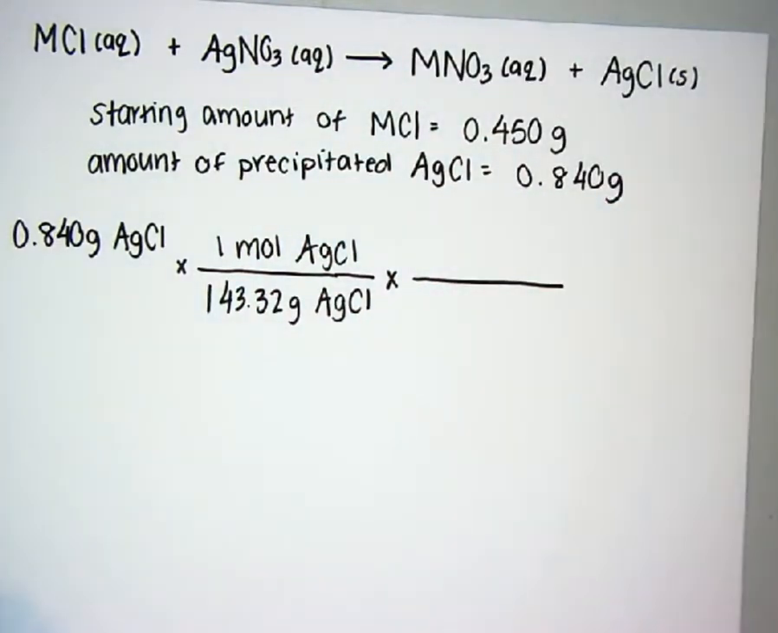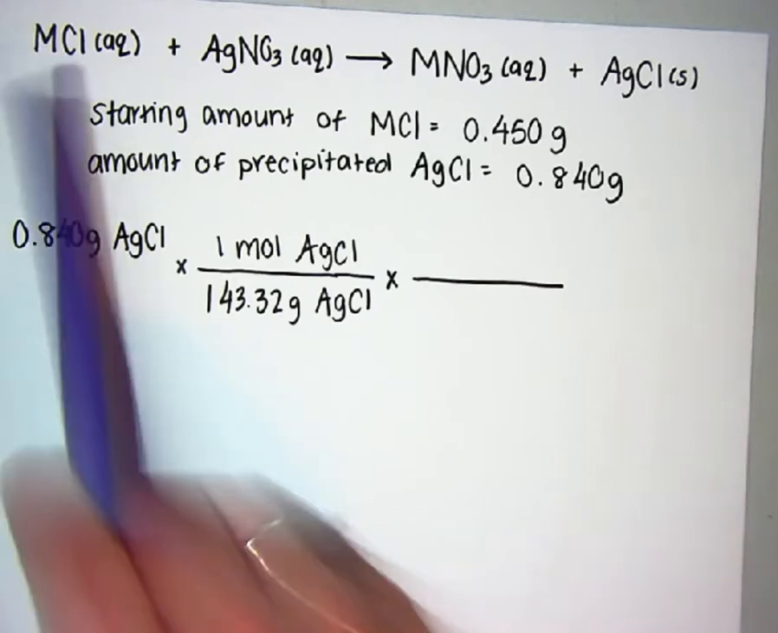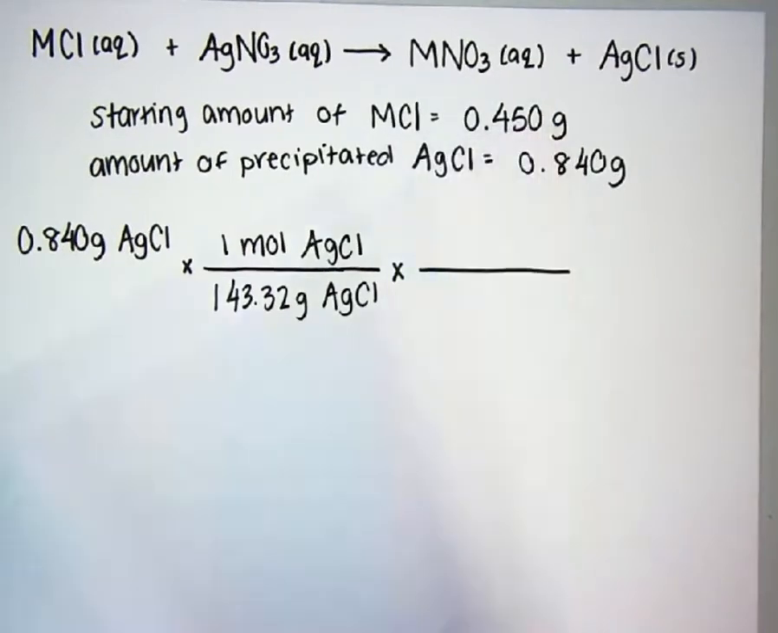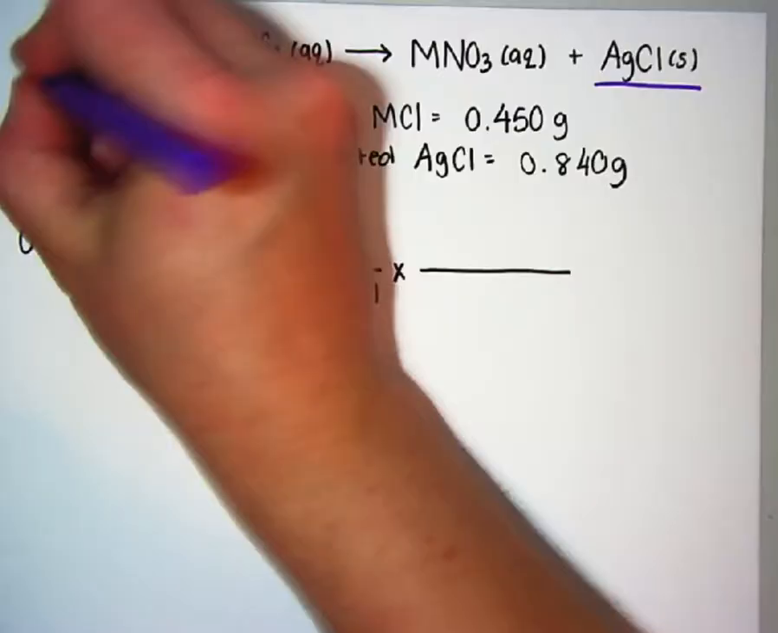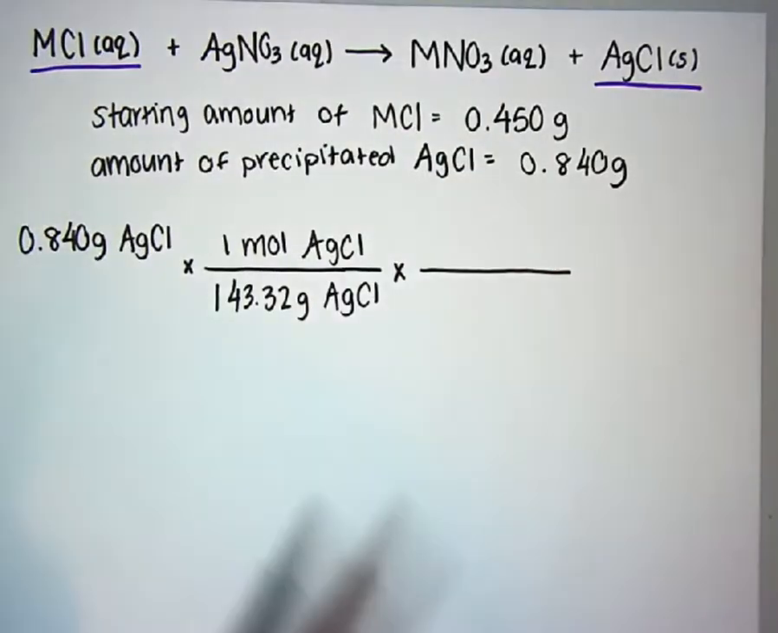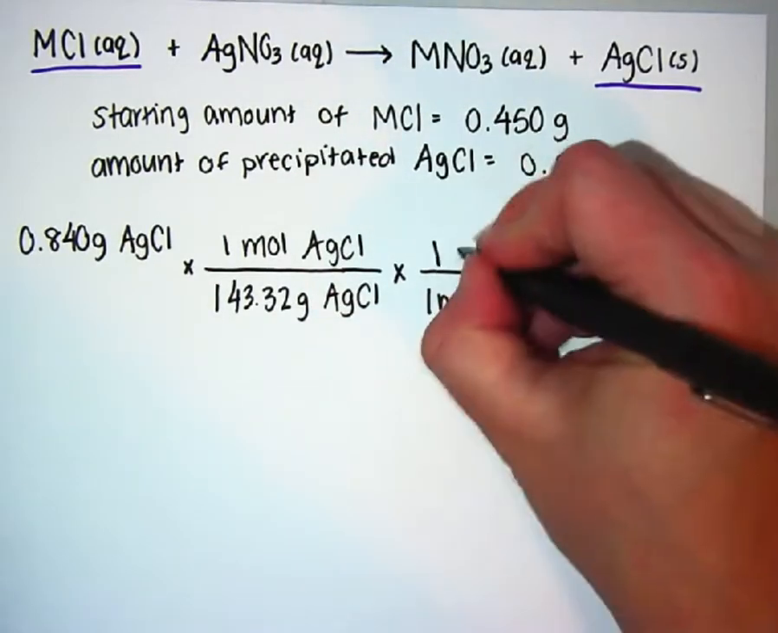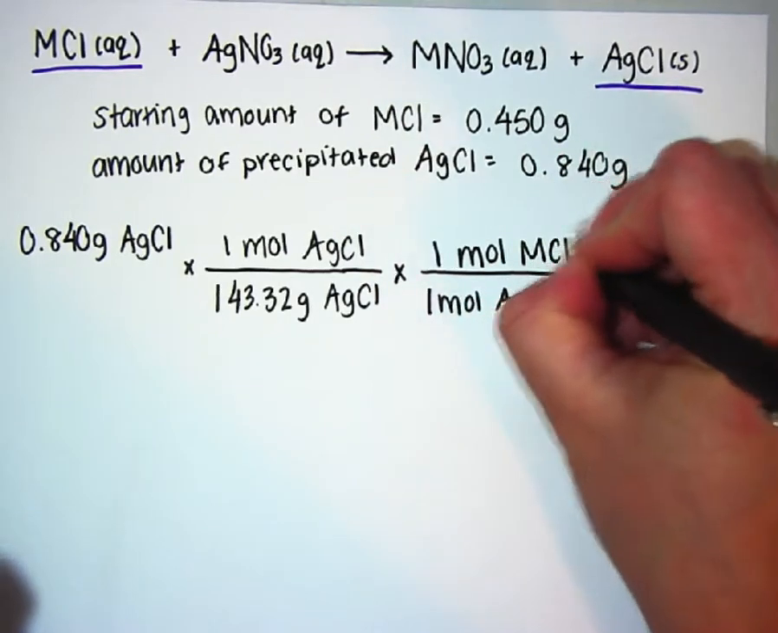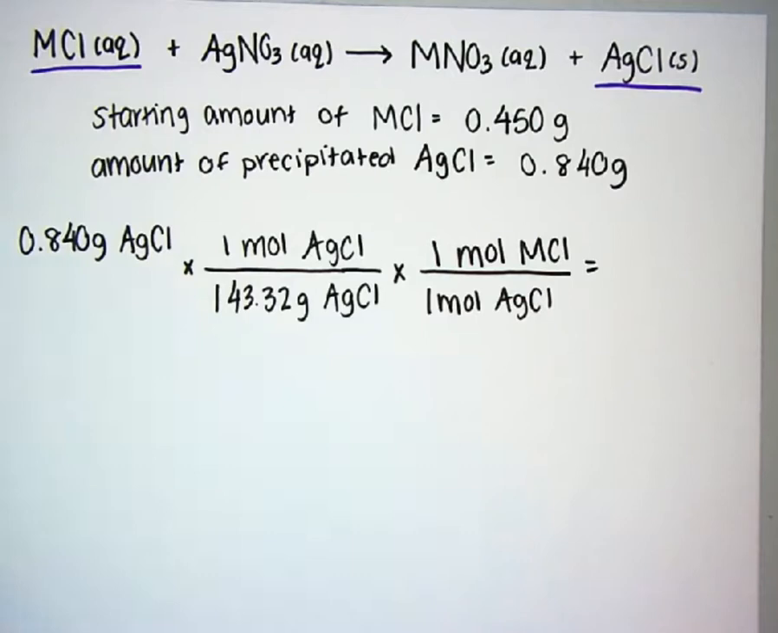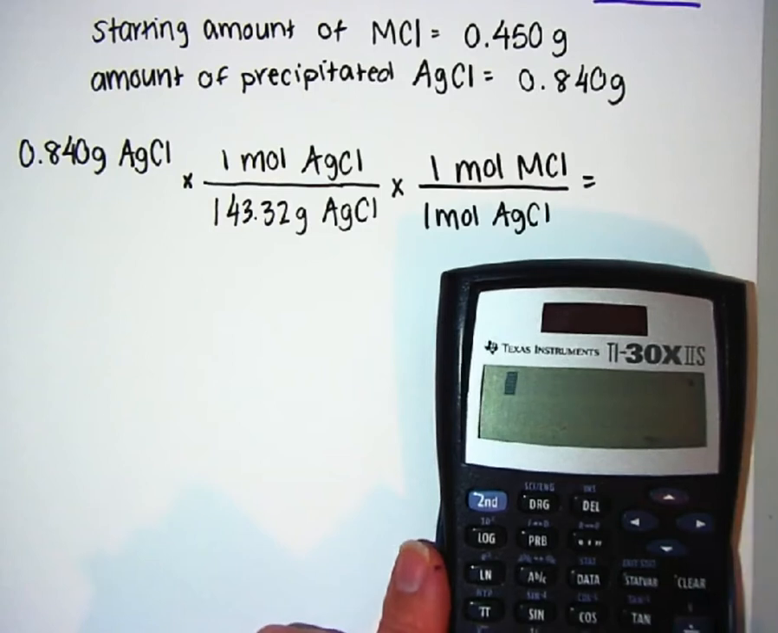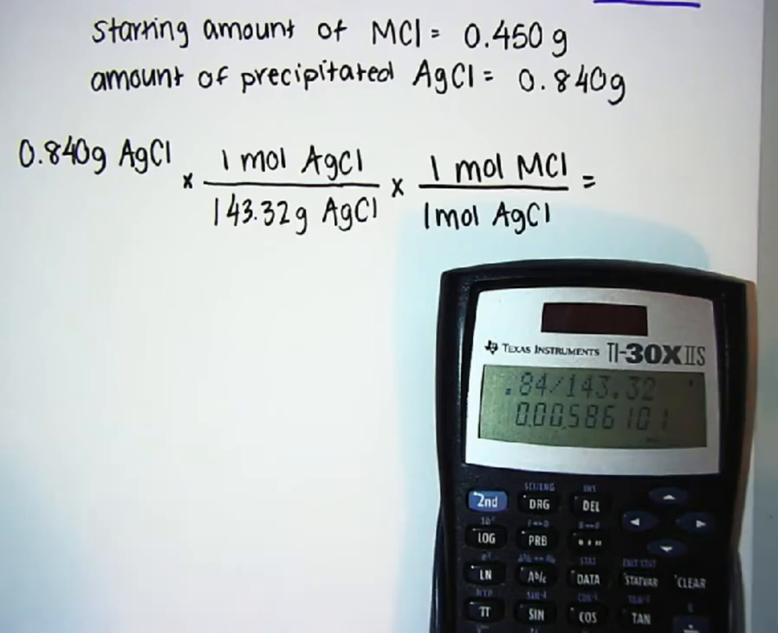Next, we want to solve for the molar mass of the metal chloride. I already have grams, I need moles. So next we're going to plug in a mole ratio. In this case, it's a 1-to-1 mole ratio. All right, let's plug in what we have and solve. And again, we don't want to round this answer. Ideally, we only want to round when we get to the very end.